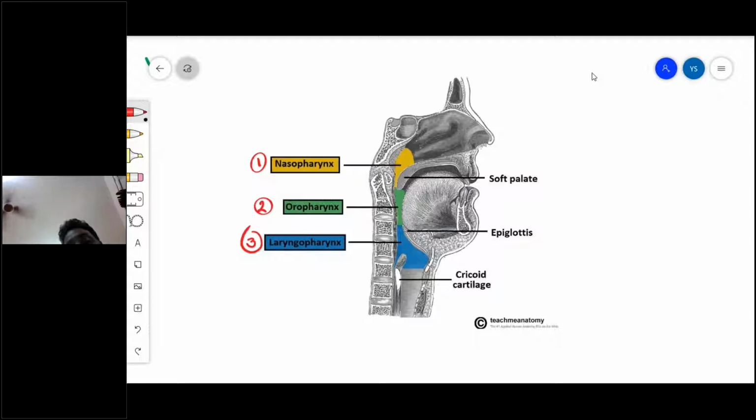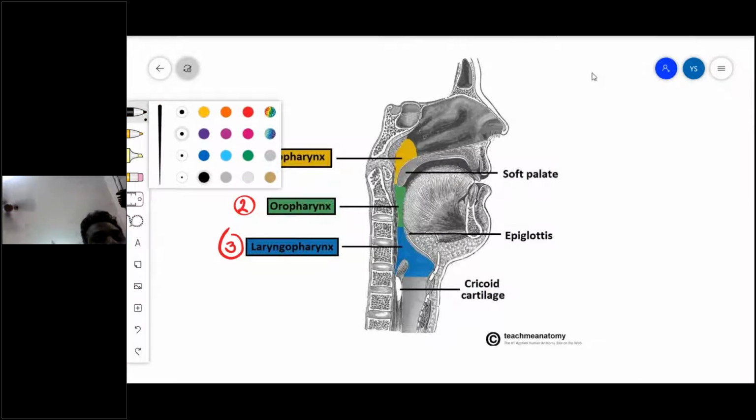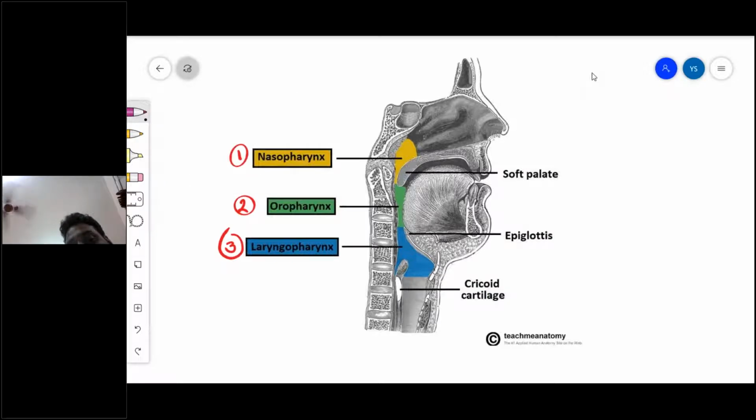But I will try to show you the exact boundaries, meaning the exact extent of these three parts. Whatever I'm highlighting here in violet color, that one is the soft palate. You can see the soft palate is the first one, and the second one is the epiglottis.